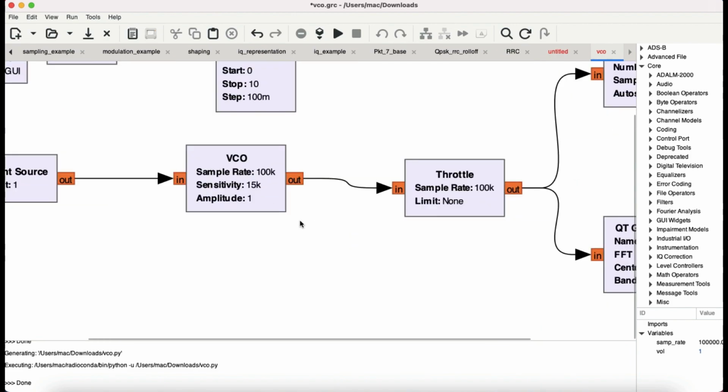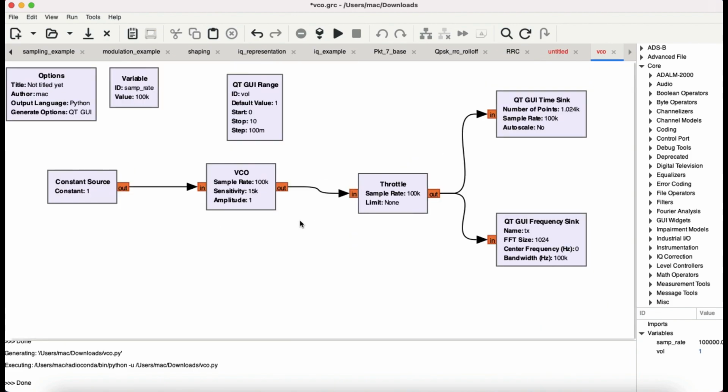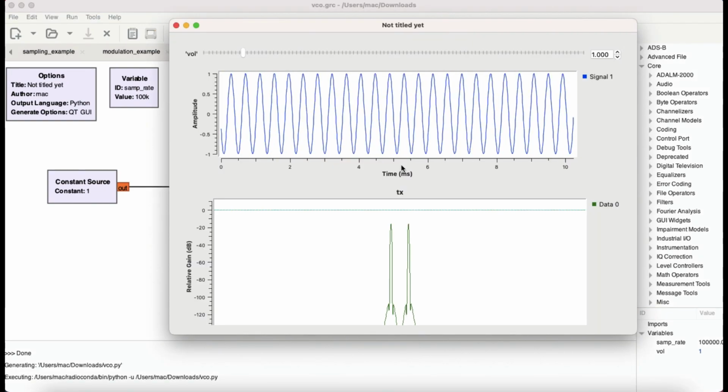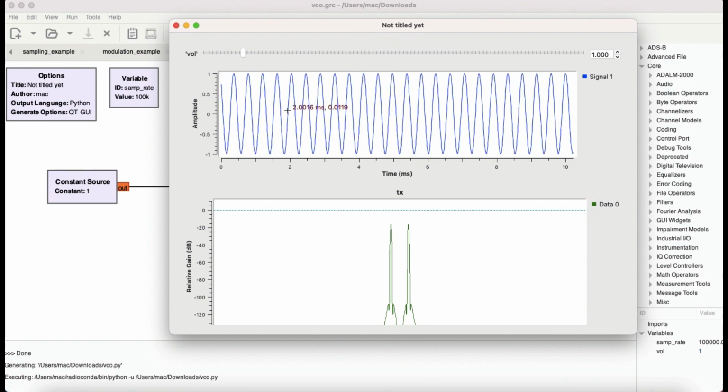So let me simply run this flow graph. Let me zoom out and run this flow graph. Once I fire up this flow graph, alright, what you're supposed to see right now is that there is no change. So there's some frequency which is there.